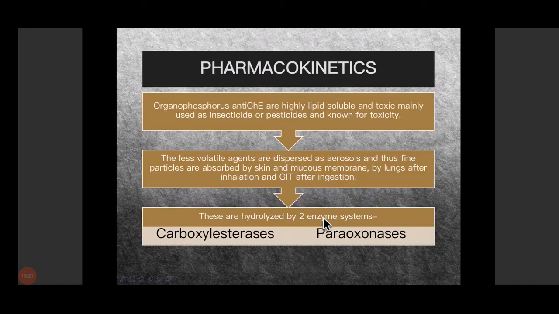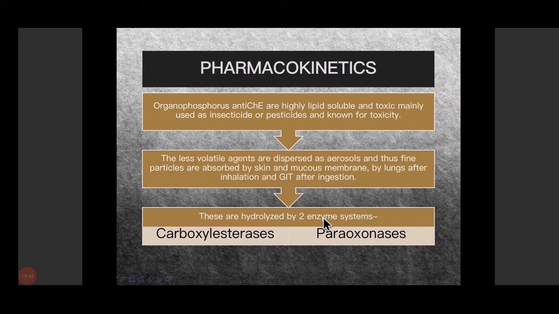Now, we talked about the pharmacokinetics of the reversible anticholinesterases. Now we talk about the irreversible ones. Organophosphorus anticholinesterases are highly lipid soluble. They are toxic, mainly used as insecticides.